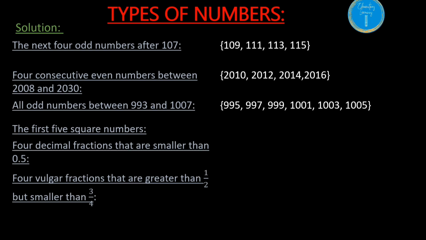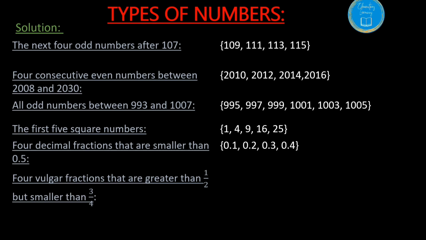The first 5 square numbers are 1, 4, 9, 16 and 25. 1 is the square of 1, 4 is the square of 2, 9 is the square of 3, 16 is the square of 4 and 25 is the square of 5. Next, 4 decimal fractions that are smaller than 0.5 are 0.1, 0.2, 0.3 and 0.4.